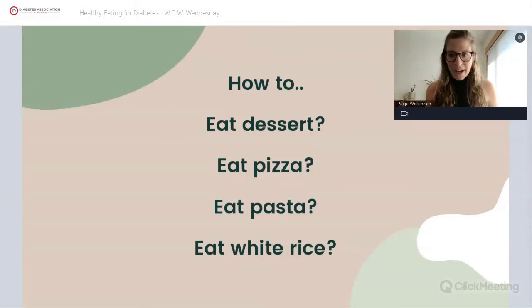Pastas or white rice, I'm going to talk about these the same. Some people may just not prefer brown rice or a whole wheat pasta, but it doesn't mean that you can't have these things. The whole wheat or the brown rice do have more of a fiber component. If you don't like them and you prefer the more refined versions, how can you add fiber in other ways to that meal? How can you add protein in other ways?